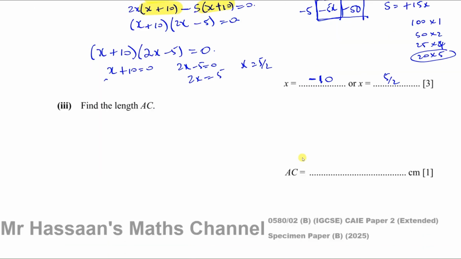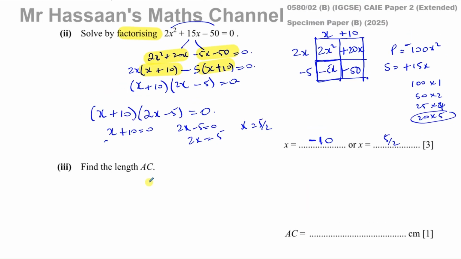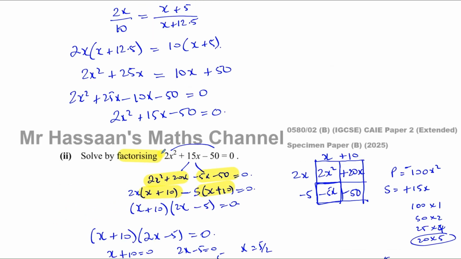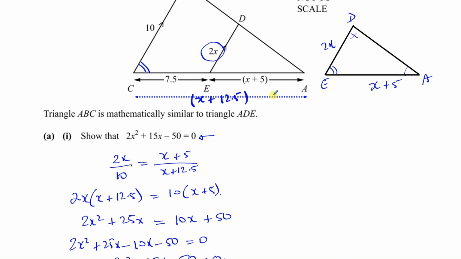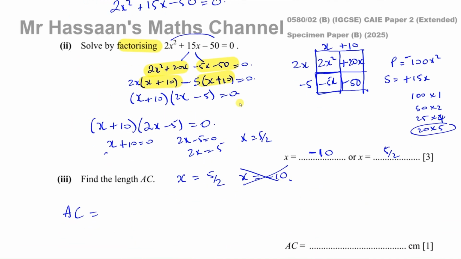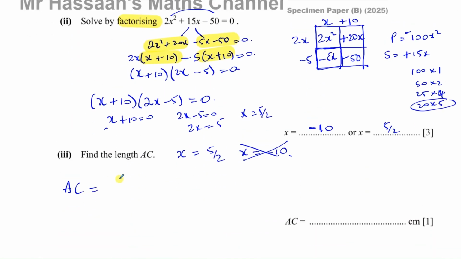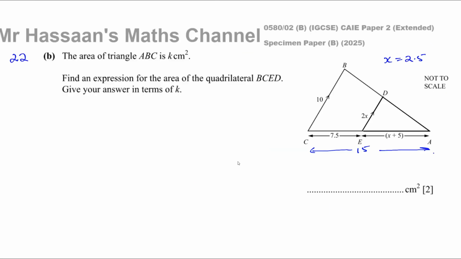So this is where we put it back into the context of the question and we say, okay, x must be 5/2, and x equals minus 10 we can't accept. So the length AC was given by the expression, as we learned earlier, x plus 12.5. AC was the total length from here to there, which is x plus 12.5, which is 5/2, which is 2.5, plus 12.5, which is going to give you 15 centimeters. So that's the answer to this question.